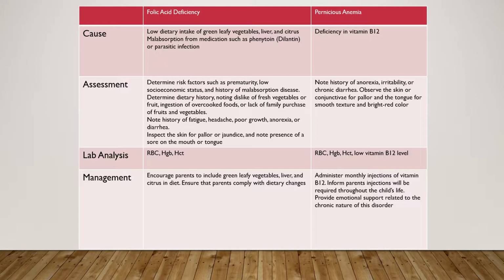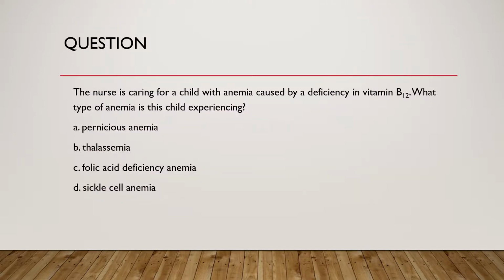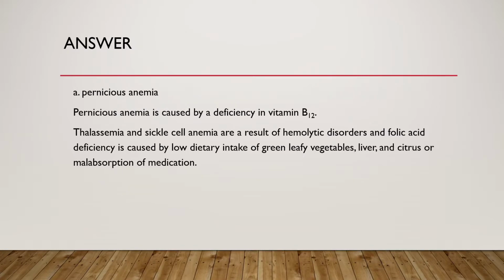And management for folic acid is more green leafy vegetables. Make sure the parents comply with that, whereas with pernicious anemia, you're going to actually give them B12, potentially injections, monthly injections, throughout their life, probably. So, B12 deficiency is known as what? We just said it. Pernicious anemia.